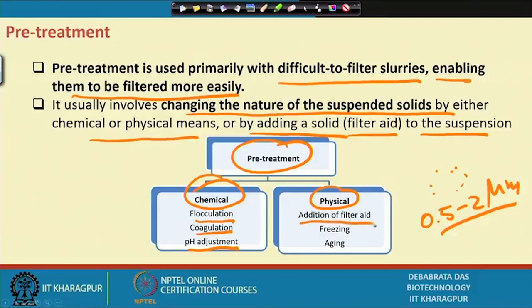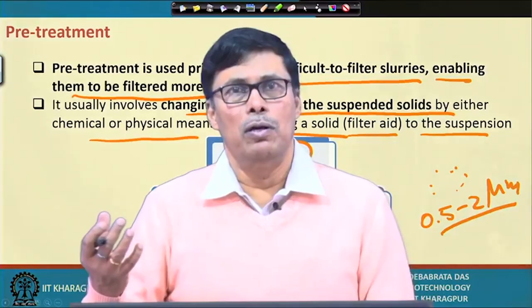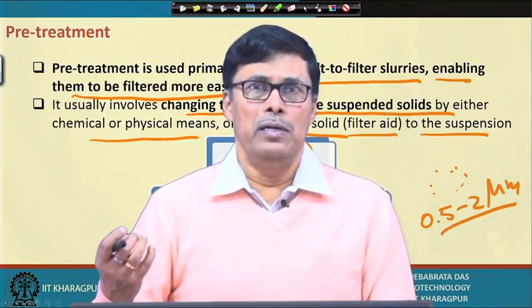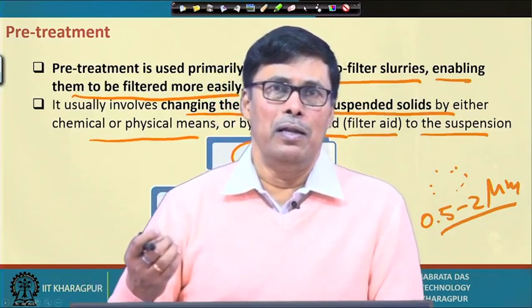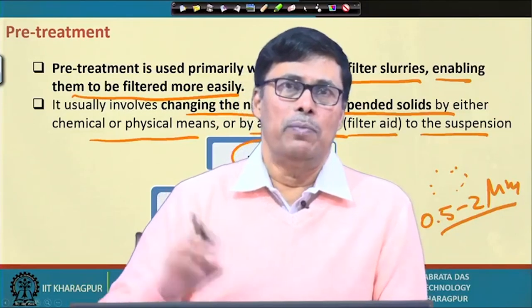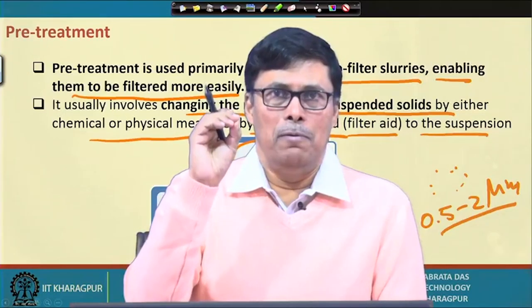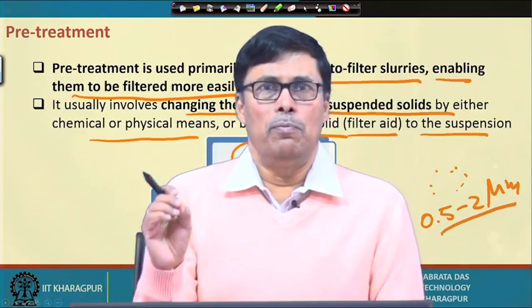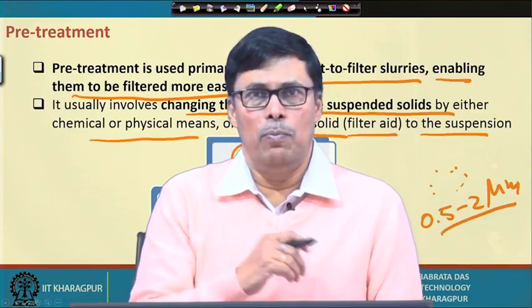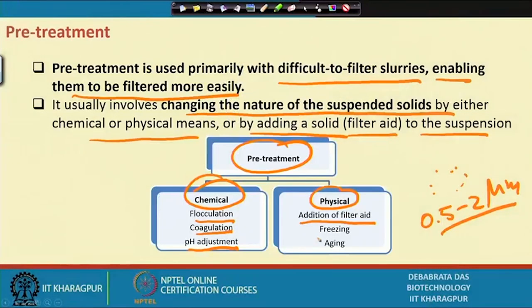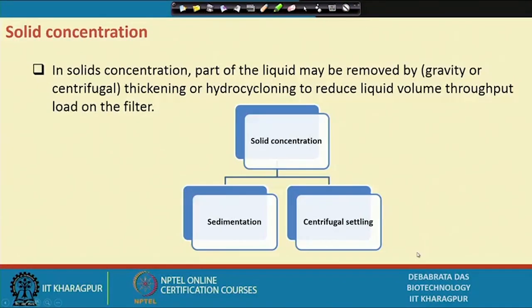A physical method, we have filter aid addition. I can give the example of Solka Floc, basically a cellulosic material that is used in the chemical and biochemical industry for the separation of activated charcoal. Activated charcoal is a fine particle, and if it is present in the product, it will look black, and that is not permissible. So, Solka Floc is used. Freezing and aging is another process that we use. Now, solid concentration can be done in two ways. One is sedimentation, another is centrifugation.